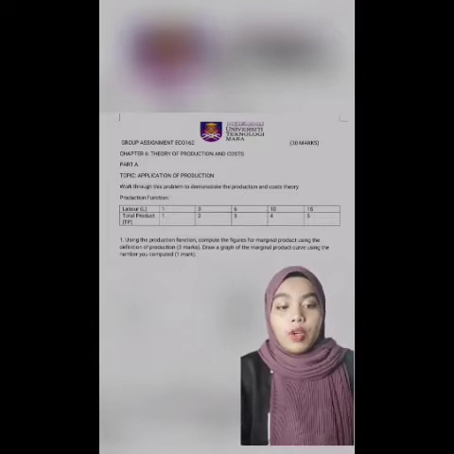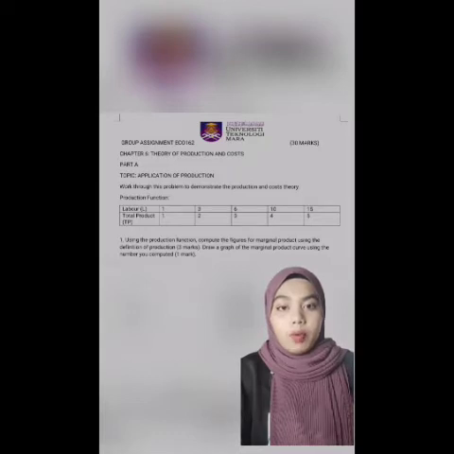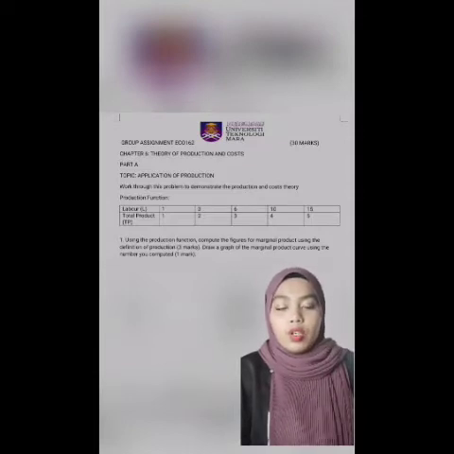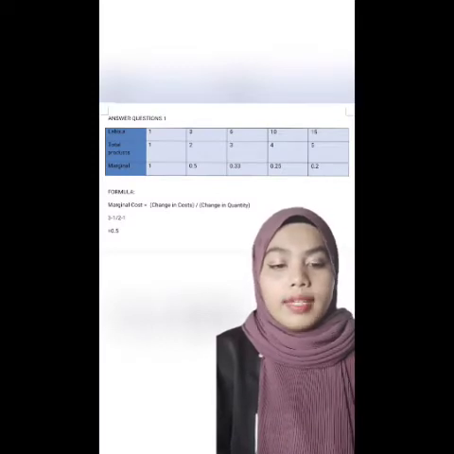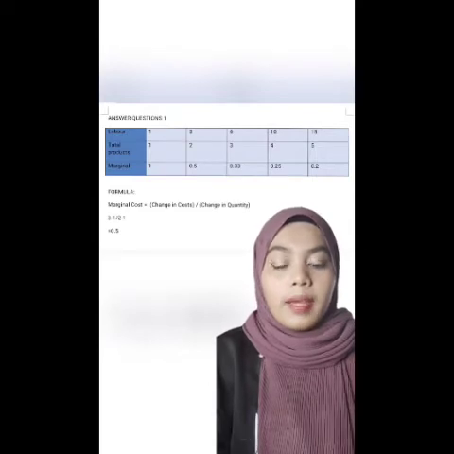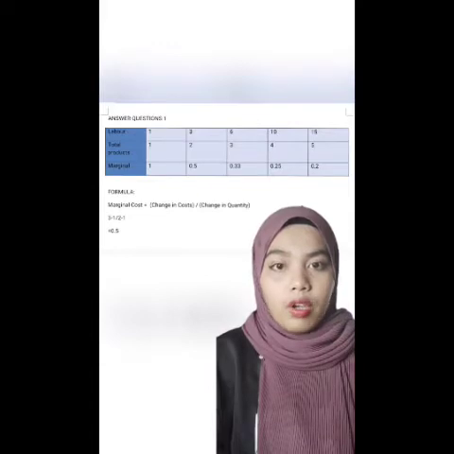Using the production function, compute the figure for marginal product using the definition of production. Draw a graph of the marginal product curve using the numbers you compute. As you can see on the table provided, you can see the numbers that are given to you. So to get the answer for the marginal product, you must use the formula, which is marginal product equal to change in output divided by change in quantity.